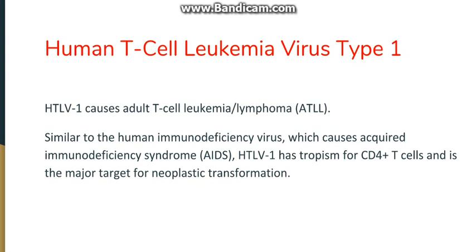Now we will study oncogenic RNA viruses. Beginning with that, first is the HTLV1 virus, that is human T cell leukemia virus. It causes adult T cell leukemia, as by this name. Now it is very similar to the HIV virus, as it has tropism for CD4 T cells, and these cells are the major target for its neoplastic transformation. Also, the route of transfer is sexual, or breastfeeding, or by blood products, the same as that of the HIV virus.